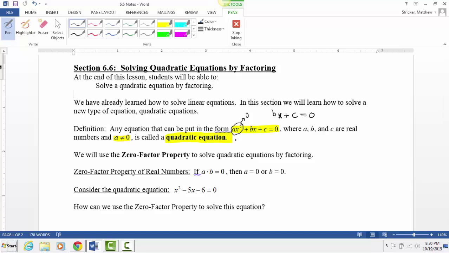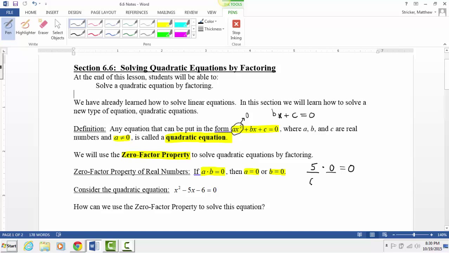Now the way that we're going to solve these is we're going to use this zero factor property. And all the zero factor property says is that if you have a product, if you have a times b equals 0, then either the a has to equal 0 or the b has to equal 0. And this should make sense. So let's say I have two things multiplied by each other and I know the product is 0. No matter what the first number is, let's say it's 5, the only thing that you can multiply 5 by to get 0 is 0.